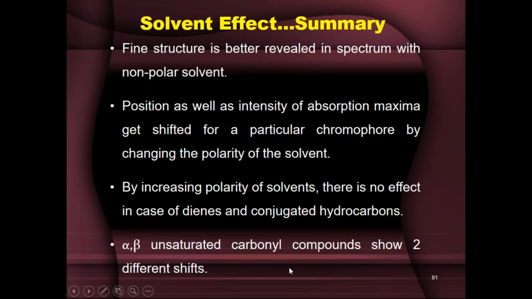However, for alpha beta unsaturated carbonyl compounds, you can see shifts, and these shifts are of two different types. That's because alpha beta unsaturated carbonyl compounds will show two types of transitions, the n pi star transition and the pi pi star transition. Because of oxygen being present in the carbonyl compounds, it will have n electrons, and also because of unsaturation, you have pi electrons. So both n pi star and pi pi star transitions are possible. And these two transitions will undergo different types of shifts.